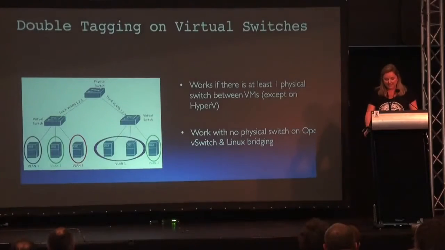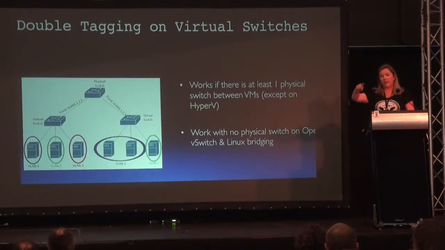So that's double tagging. So double tagging on virtual switches works if there's at least one physical switch between the VMs, as in you're heading out a trunk and back down. In Open vSwitch and Linux bridging, the DEF CON guys actually said it worked without that. I didn't get that working though.